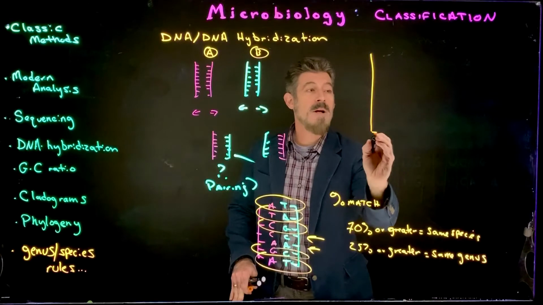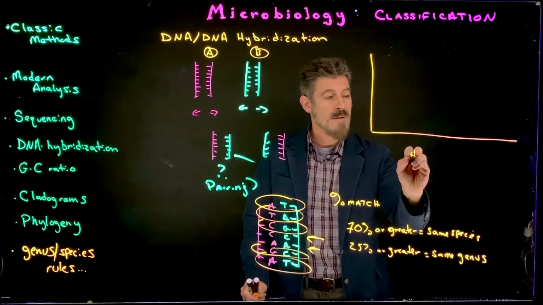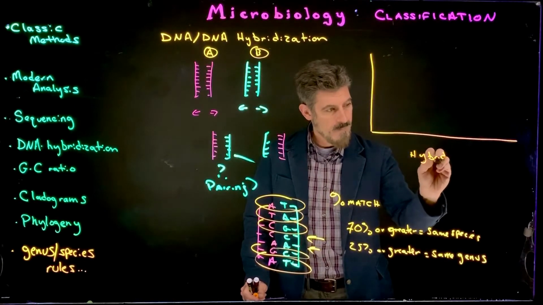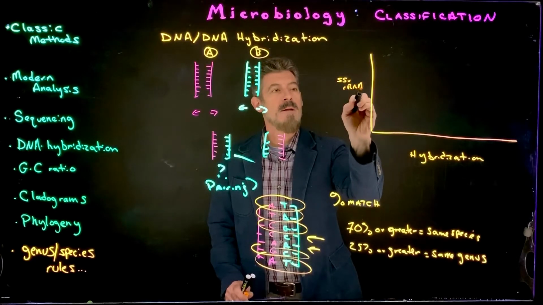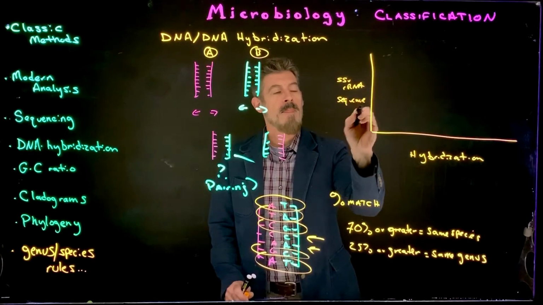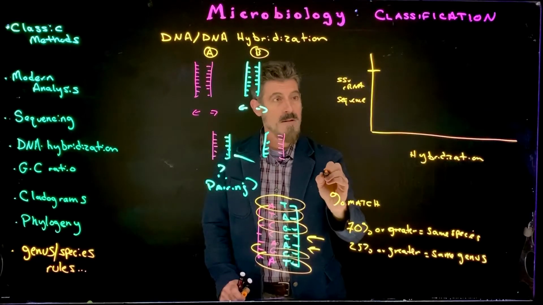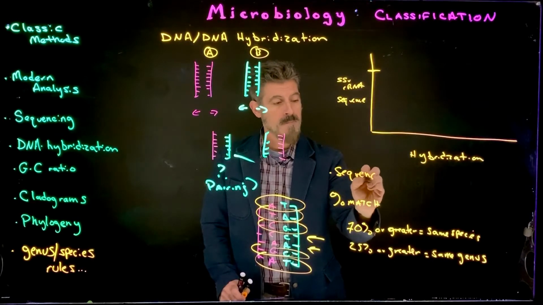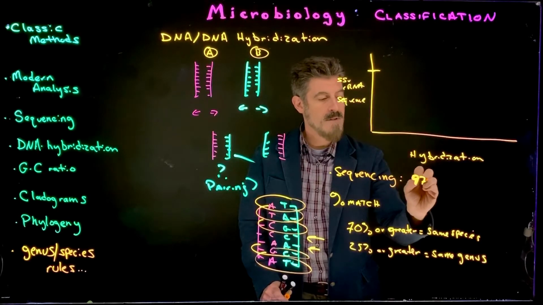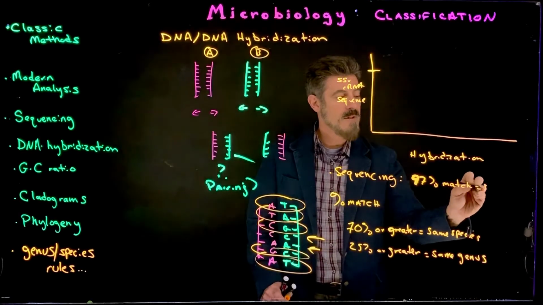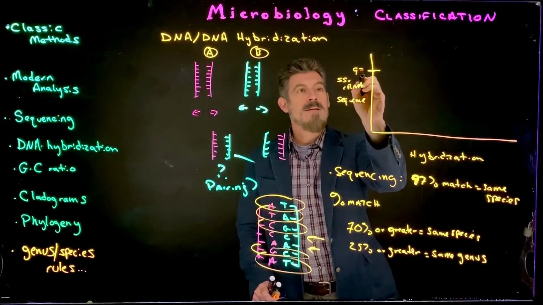So if we were to take those two types of analysis, the hybridization, and sequencing, so the SSU ribosomal RNA sequence, and compare them, for the sequencing our rule is that it needs to be a 97% match to be the same species. So 97% has to be the same.